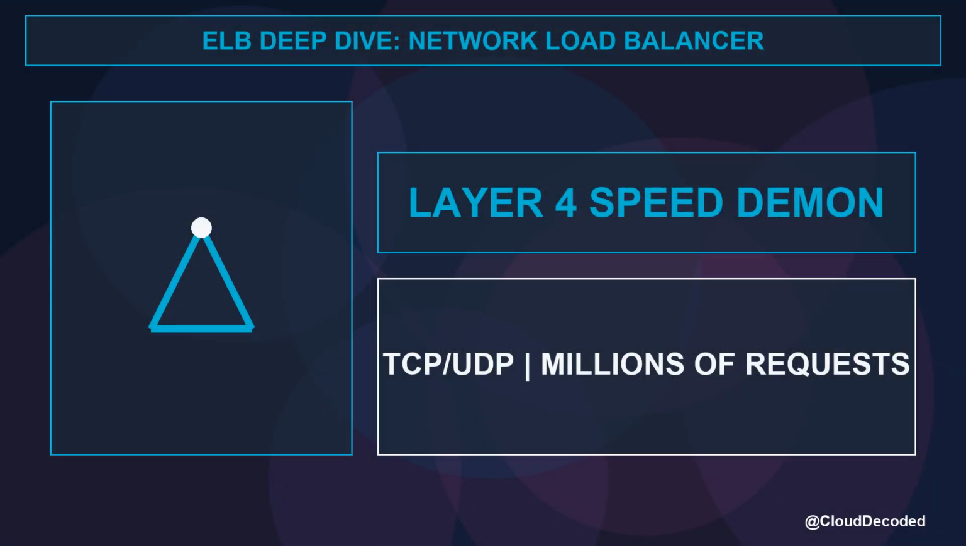For pure speed, you choose the Network Load Balancer. Operating at Layer 4, the transport layer, it handles TCP and UDP traffic. It doesn't care about cookies or URLs. It just looks at ports and IP addresses. It is designed to handle millions of requests per second with ultra-low latency.